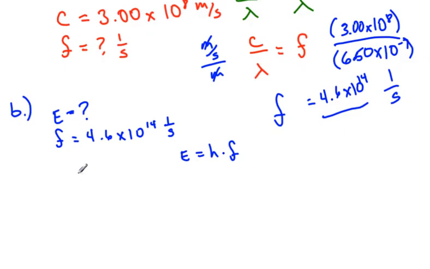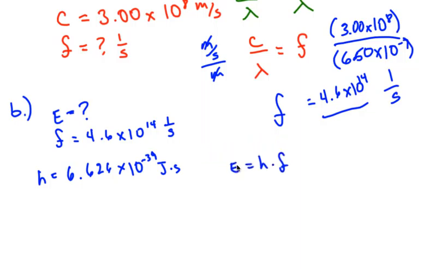And we know Planck's constant is a constant, it's always the same. And h is equal to 6.626 times 10 to the negative 34th. And that is a joule second. That's a negative 34. That's a joule second. Okay.